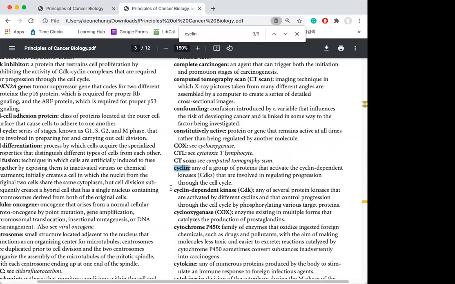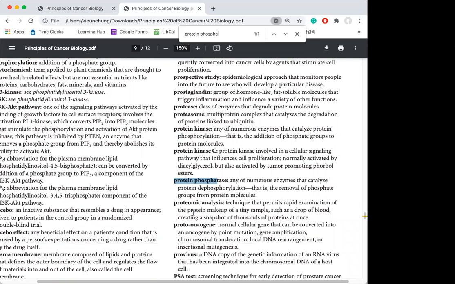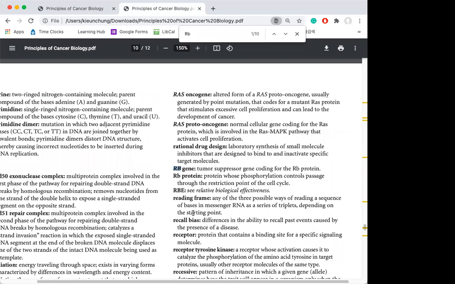Cyclin. Any of a group of proteins that activate the cyclin-dependent kinases that are involved in regulating progression through the cell cycle. Protein phosphatase. Any of numerous enzymes that catalyze protein dephosphorylation, that is, the removal of phosphate groups from protein molecules. RB protein. Protein whose phosphorylation controls passage through the restriction point of the cell cycle.